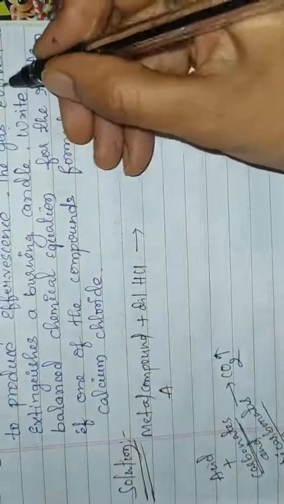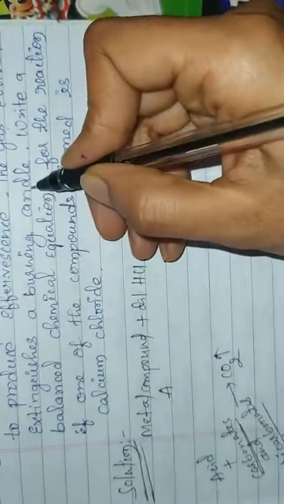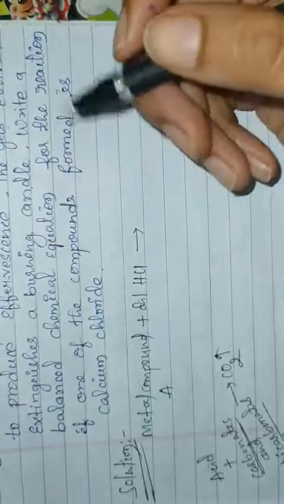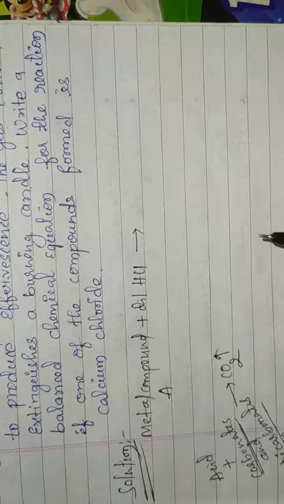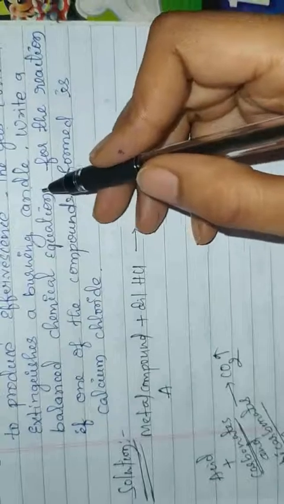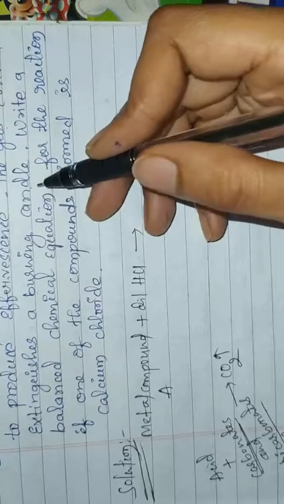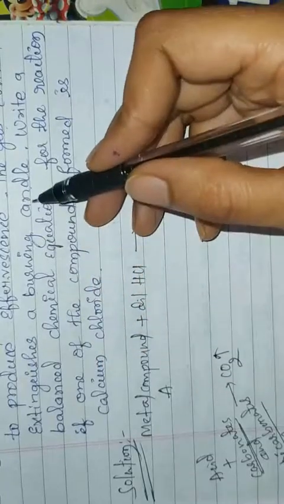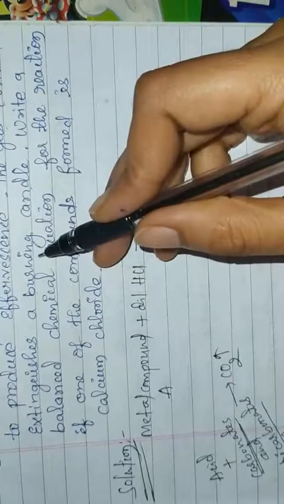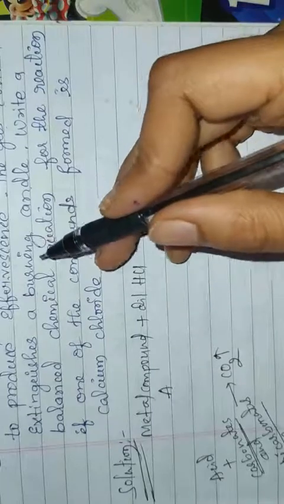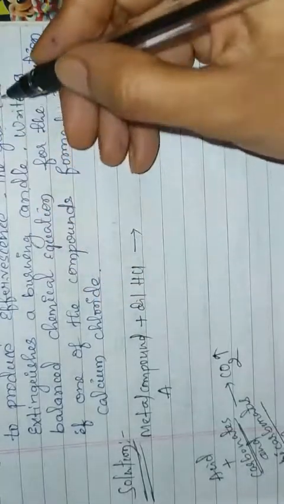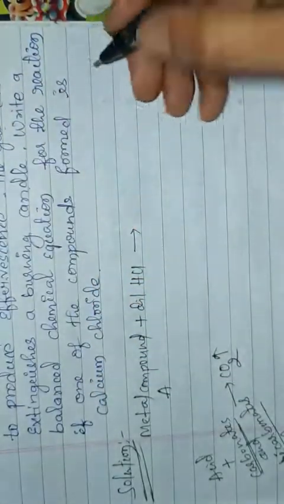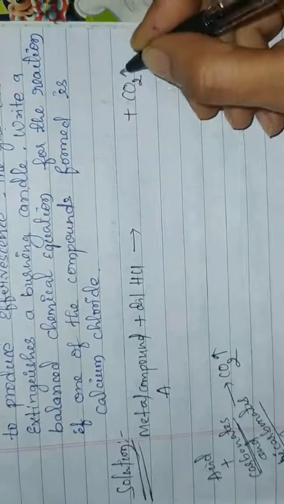The gas evolved extinguishes a burning candle. We know that combustion or burning takes place only in the presence of oxygen. So the gas evolved extinguishes a burning candle. It means carbon dioxide gas is capable of extinguishing the burning candle because it is not a supporter of burning or combustion. Oxygen gas is the supporter of burning or combustion. Therefore it is the carbon dioxide gas.